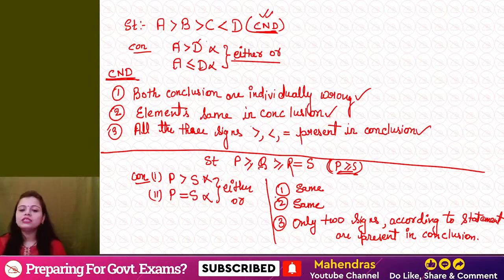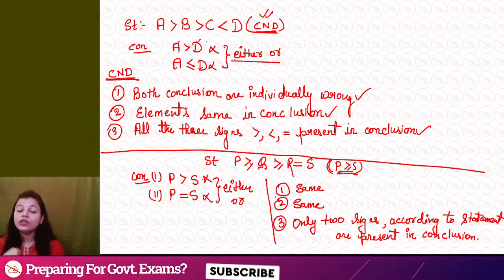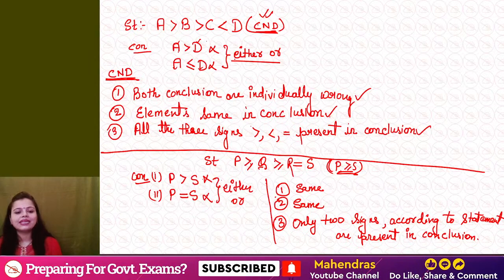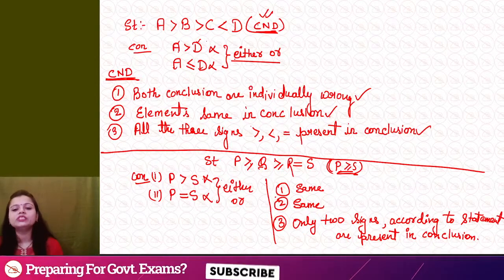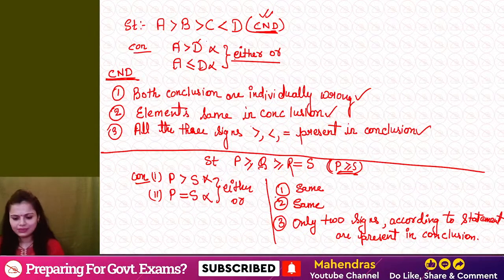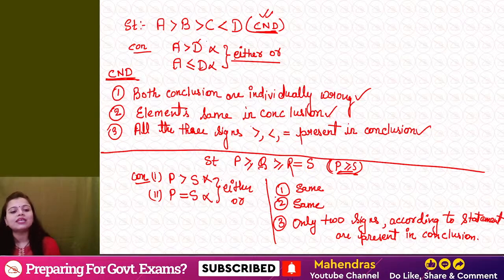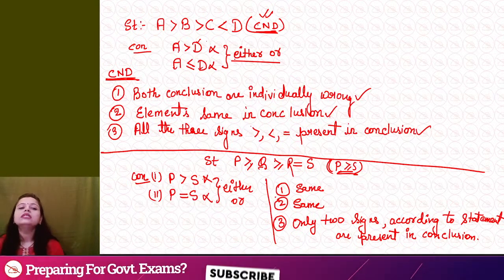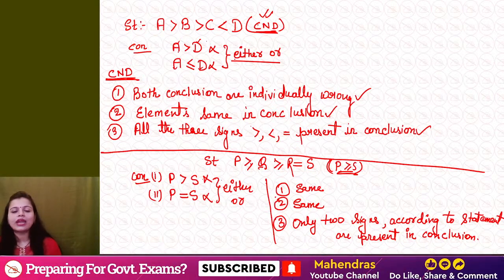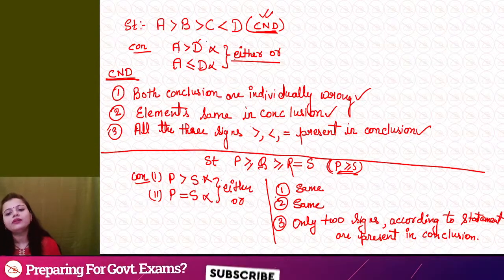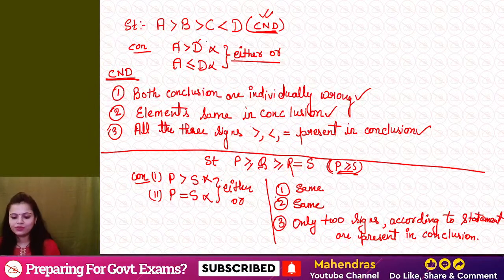But when you are getting the two signs between elements according to the statement, in the second case, see, P is greater or equal to S. That means you know that P cannot be less, right? So you will only get greater or equal between P and S. In the conclusion, if these two signs are present but in different conclusions, then again it becomes the either-or case. So you are getting two types of either-or, one in CND and one when you are getting two signs from the statement.